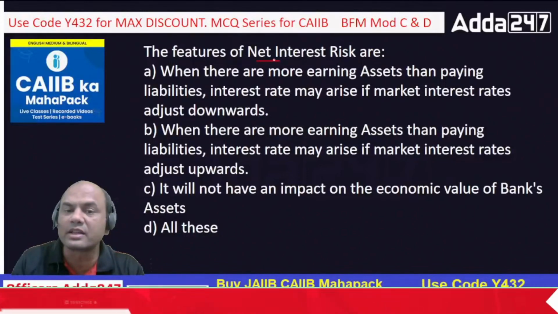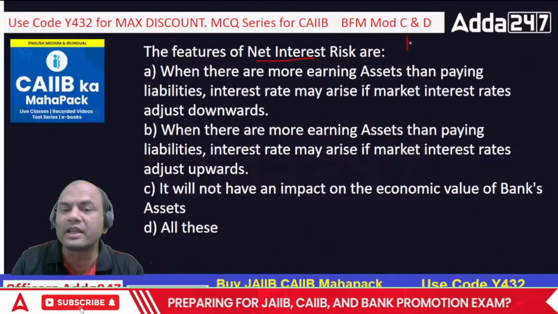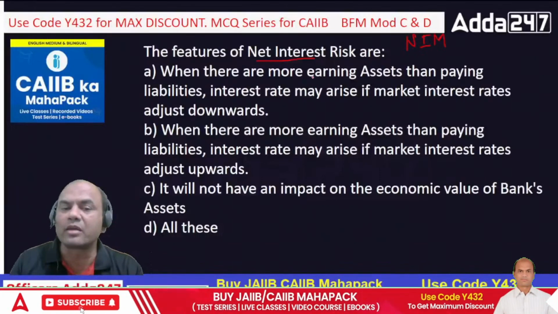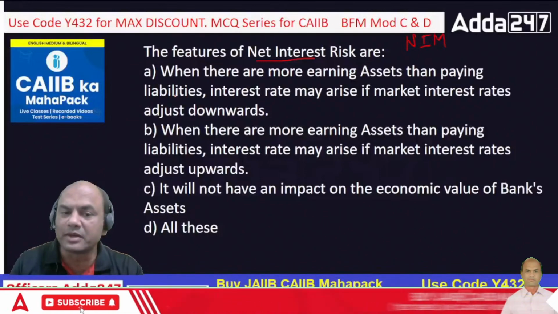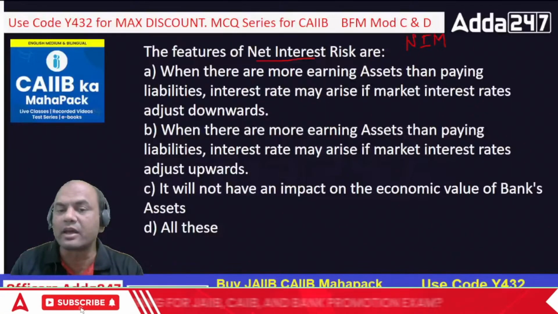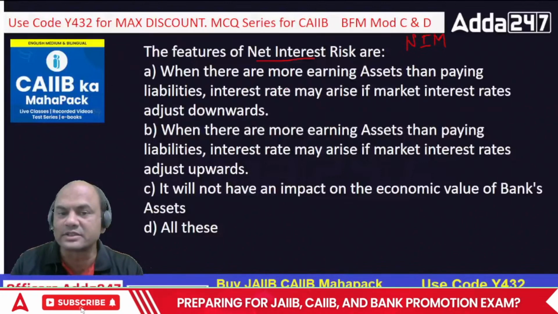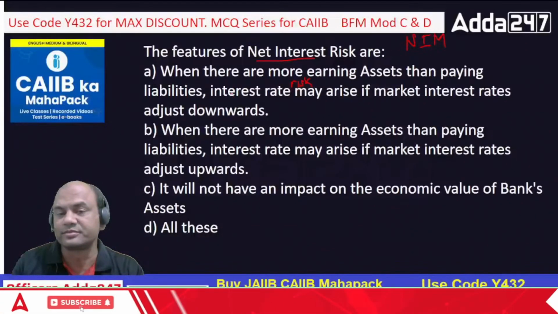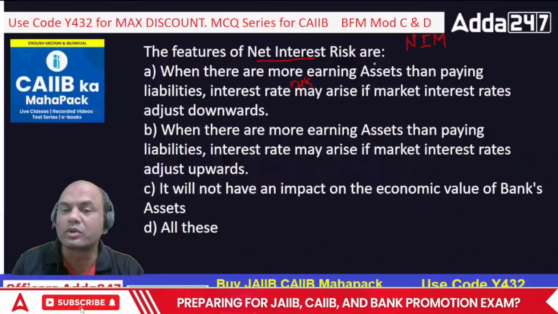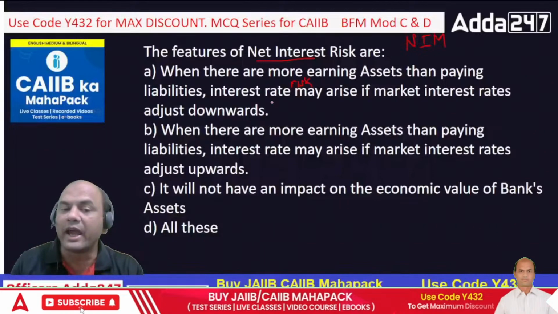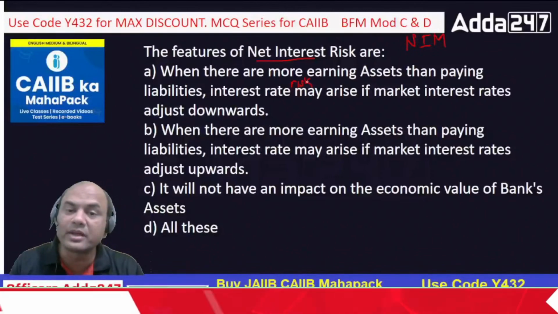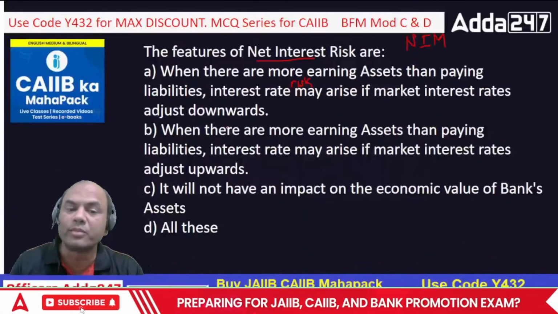The features of net interest risk are: net interest means basically NIM, net interest margin. A: when there are more earning assets than paying liabilities, interest rate risk may arise if the market interest adjusts downwards. Means if my assets are more, liabilities are less, and the interest rate falls down, then will it be a risk to me? Or B is what?